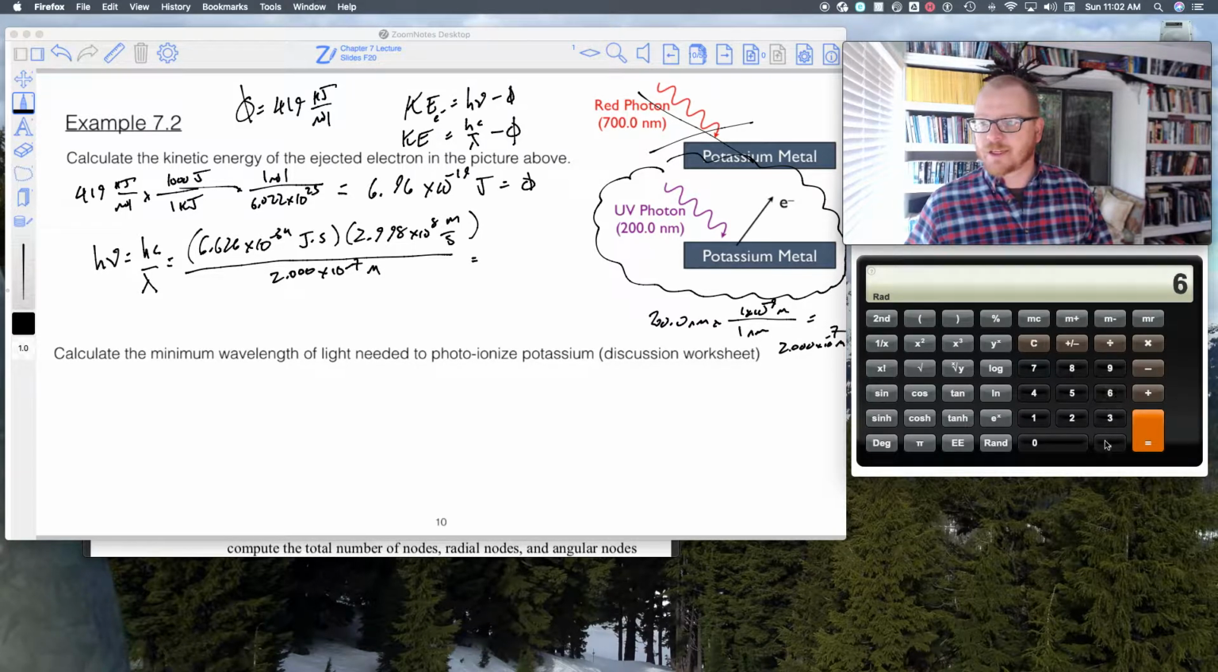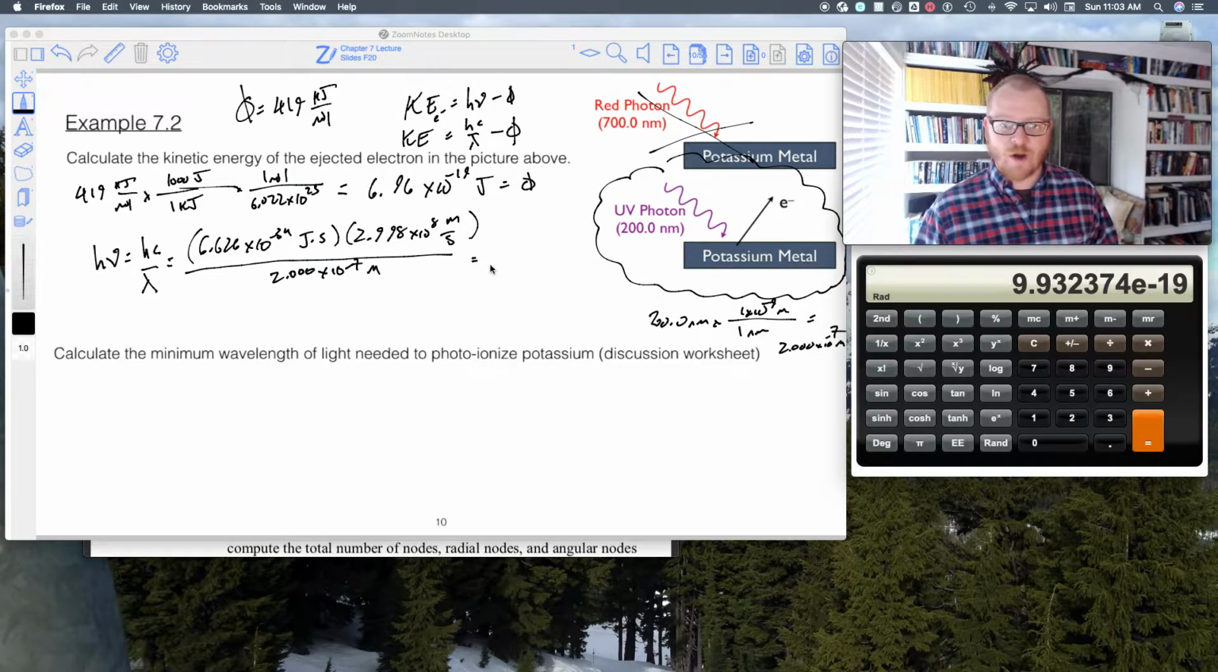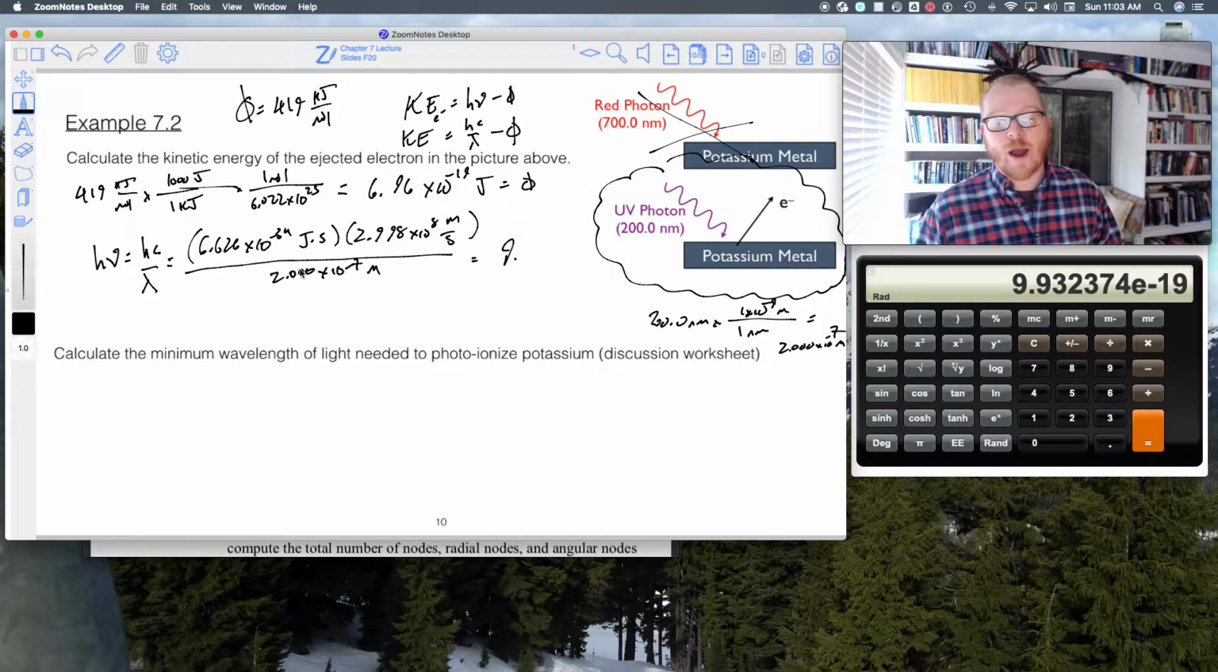And so when I do all of this calculation, I get, let's see, 6.626 E, and on my calculator, I have to say 34 and then minus. Maybe that's what you have to do on your calculator as well. So times 2.998 E8 equals, and then divided by 2 E minus 7 equals, okay, good, that looks right. I had 4 sig figs here because of 200.0. So that's 9.932 times 10 to the minus 19 joules, okay?